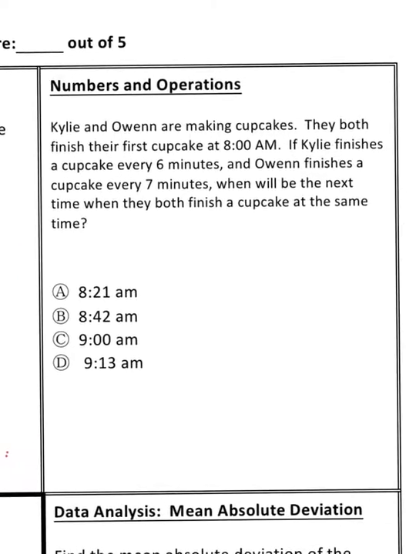Alright, next we go next door, and we're going to read about Kylie and Owen making cupcakes. So, it says Kylie and Owen are making cupcakes. They both finished their first cupcake at 8 a.m. If Kylie finishes a cupcake every 6 minutes, and Owen finishes a cupcake every 7 minutes, when will be the next time they both finish a cupcake at the same time?